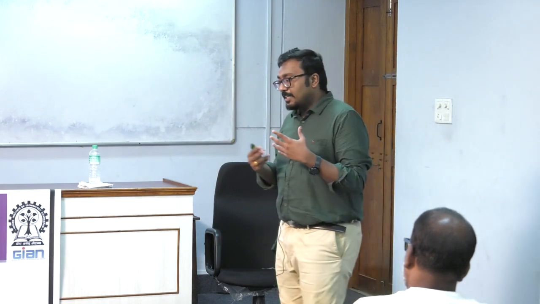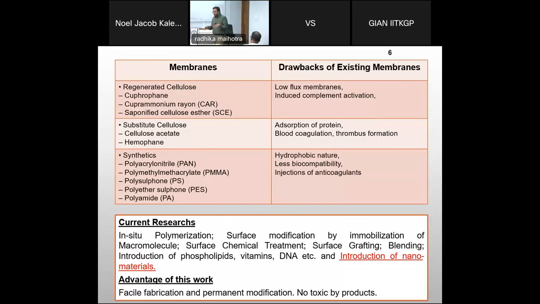Substituted cellulose membranes also improved the complement activation, but led to adsorption of proteins. Adsorption of anything that your body requires is not feasible, and adsorption of proteins for any type of membrane application is not desired, because you have obviously reduced the flux or reduced its performance. So nowadays synthetic membranes are used.